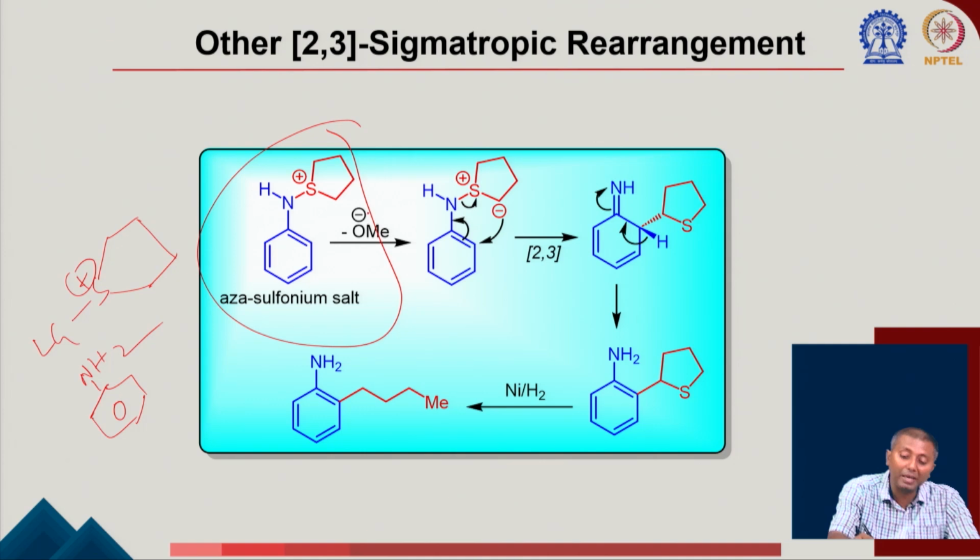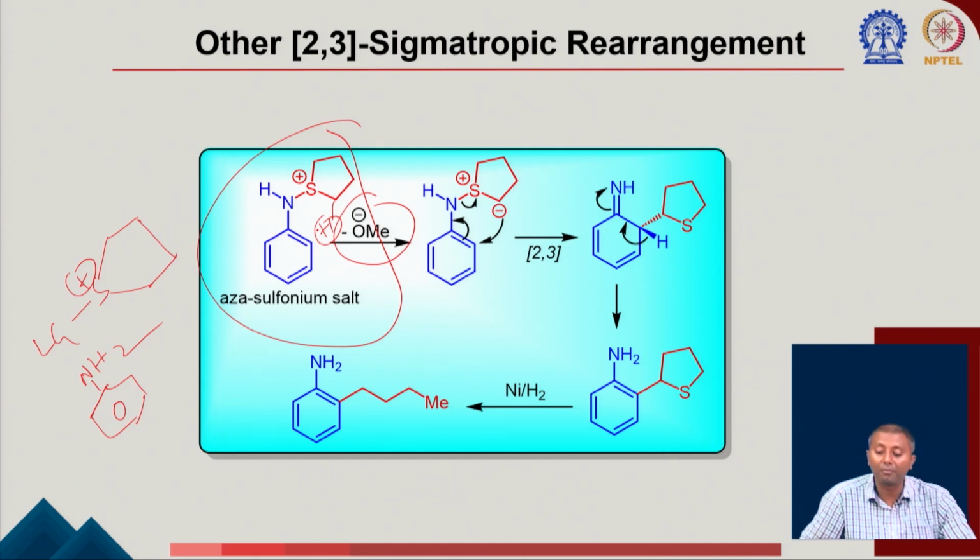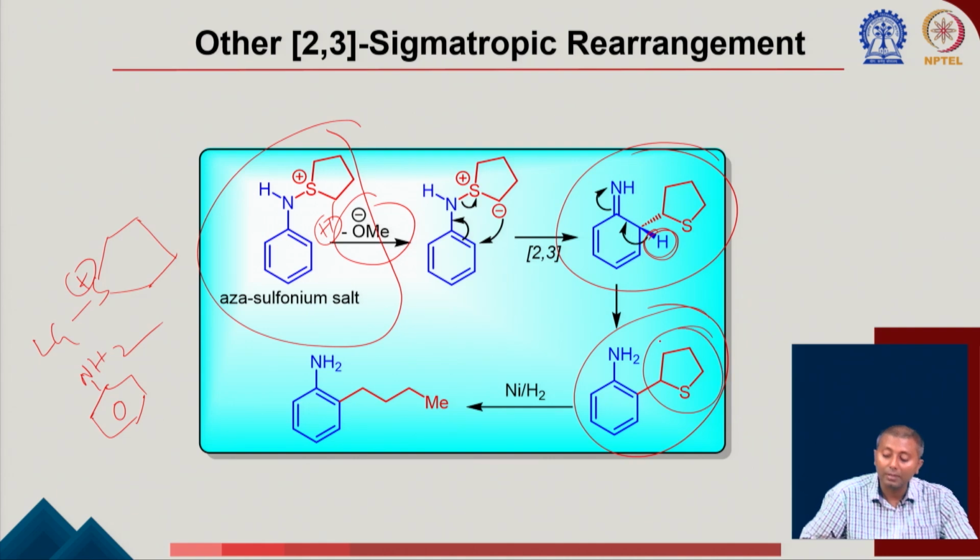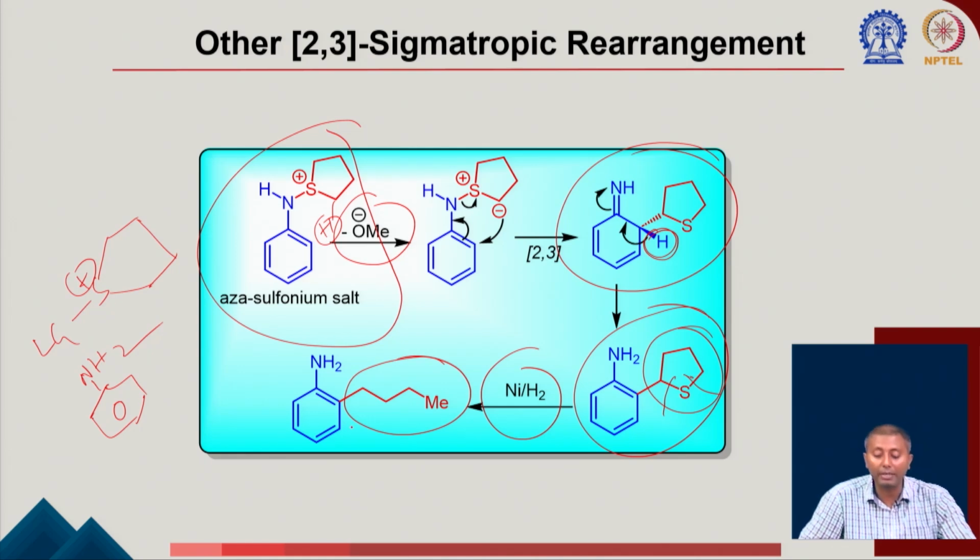Now again, if you have base in the medium, these acidic protons are going to be abstracted to form this type of ylide, and now it can participate in this 2,3 sigmatropic rearrangement and form this intermediate. Now this proton will be abstracted to form an aniline, and then you have this tetrahydrothiophene, which if you use Raney nickel and hydrogen, then these bonds will be cleaved, ending up giving you the butyl group in the ortho position. So you will get an ortho-butyl aniline. Okay. So this is a very interesting way to introduce substitution in the ortho position of phenol and aniline.